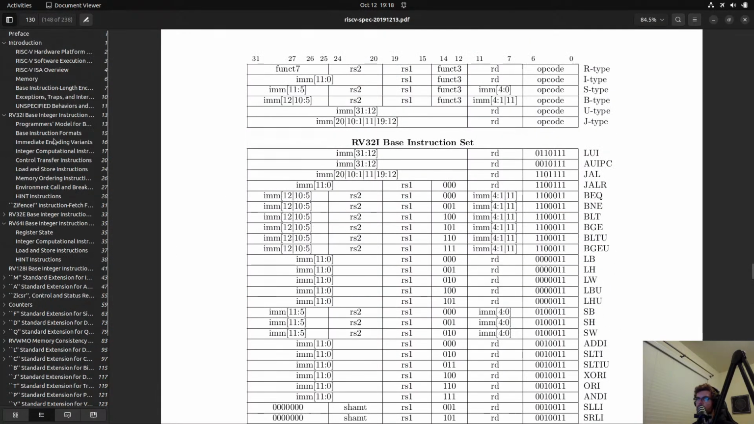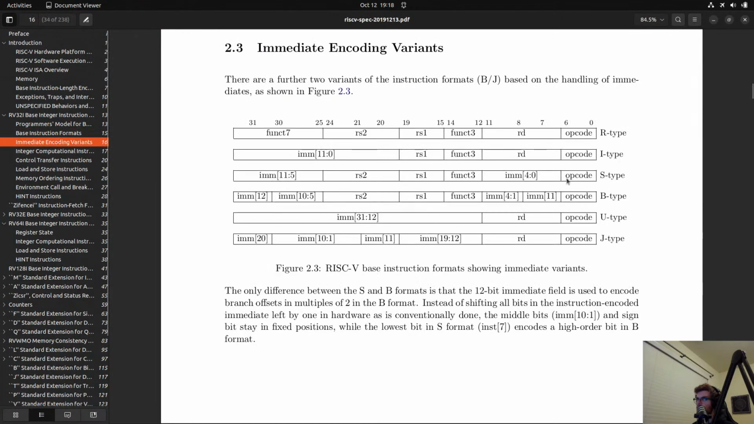Okay, so looking at the S format instructions, we can see that we have our opcode as always. We have RS1 and RS2 and funct3, so a further modifier on what the opcode tells us, right? It tells us the operation we're performing. And then 2 immediate fields, so we have this broken into 2 separate ones.